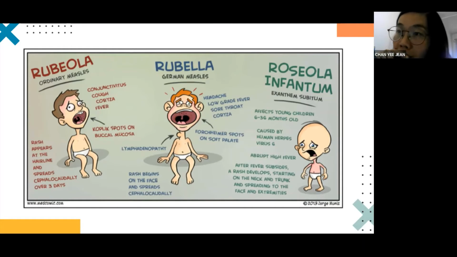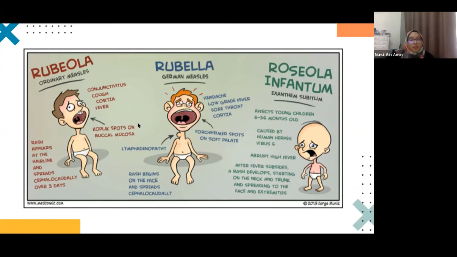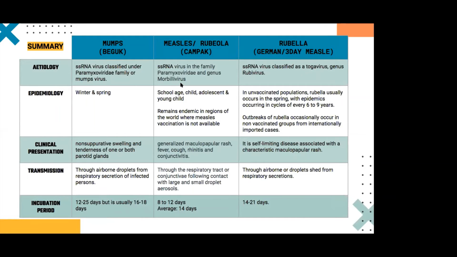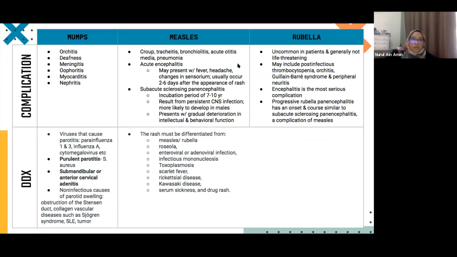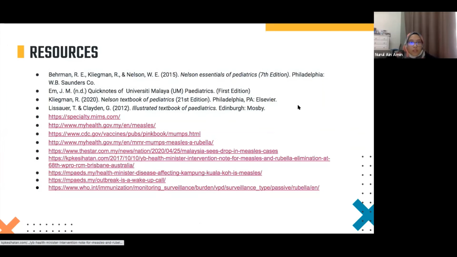Okay. Next. So the rest, as Dr. Chan mentioned, is to differentiate between the course and the clinical presentation. So I made a table here to observe it. And differentiate in complication, in DDX, and also investigation and management. As you see, most of them are actually similar from the investigation to management. And these are my resources. Thank you. Any questions?